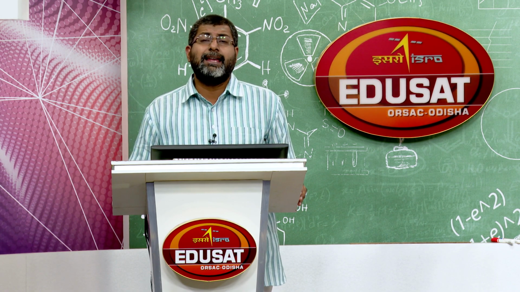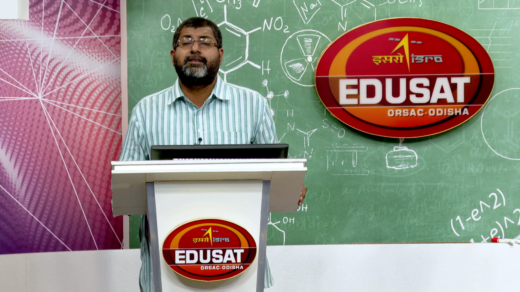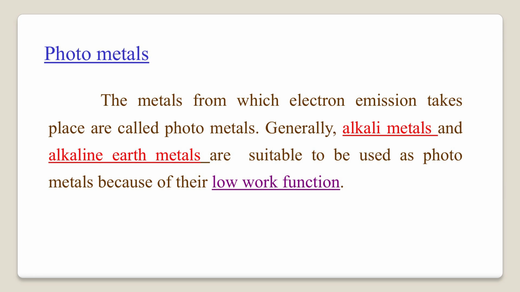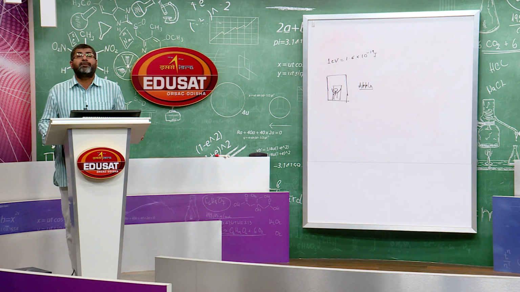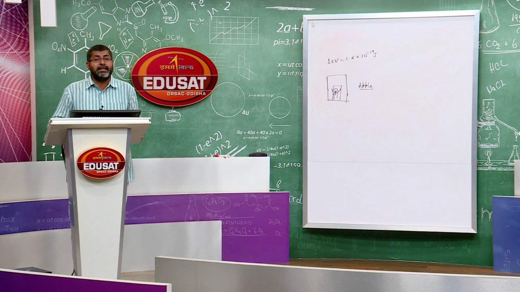Now, the electrons emitted in the process are called photoelectrons, and the current thus set up in this circuit is called photocurrent. The metals from which electron emission occurs are called photometals. Generally, alkali metals and alkaline earth metals are suitable to be used as photometals because of their low work function. Because of low work function, they will require a small amount of energy to come out of the metal surface.